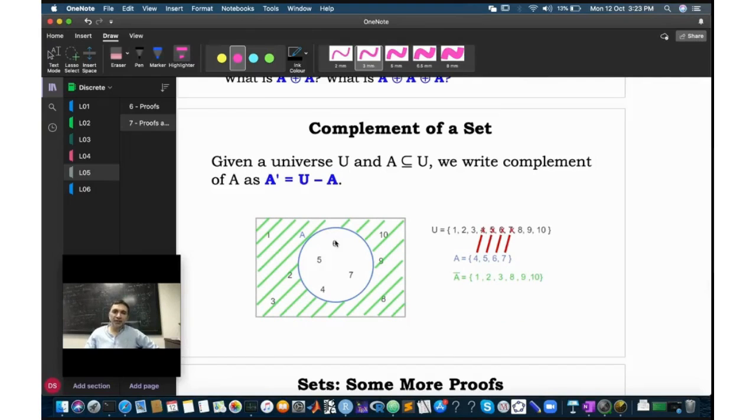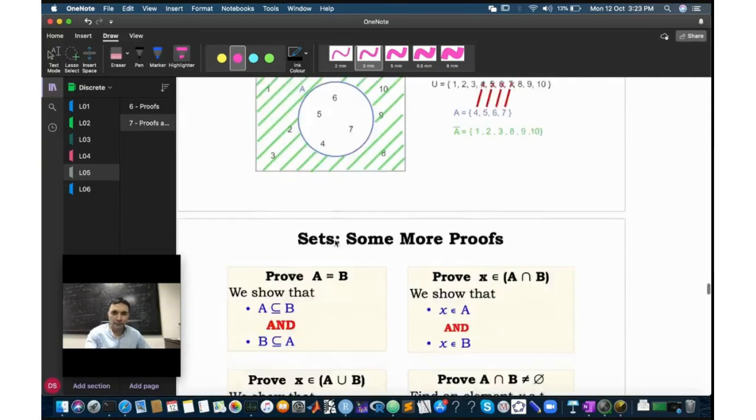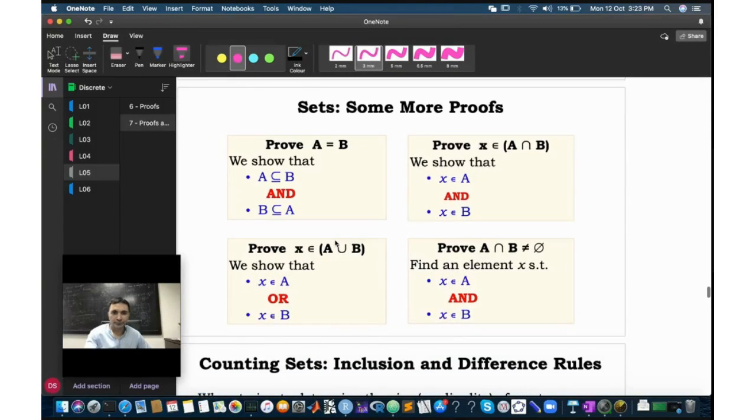Complement of a set is everything that's not in the set. You start with the universe. You assume there is some universe, and then you take a set A. The complement of A is everything which is not in A. So when you want to show that A is equal to B, you need to show two things. A is a subset of B, and you need to show that B is a subset of A. When you need to show that X is intersection of A and B, you need to show that X is in A and X is in B.